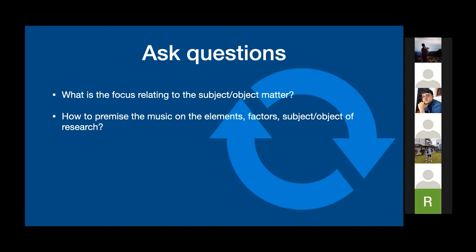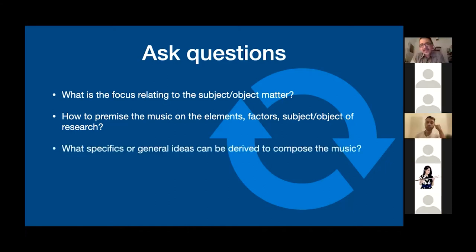Another example is what specific or general ideas can be derived to compose the music. Do you want to use one factor, one element, or do you want to use several factors, several elements? These are the questions that help give us direction on how we are going to approach this composition through the research process.